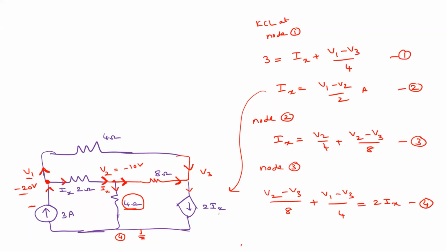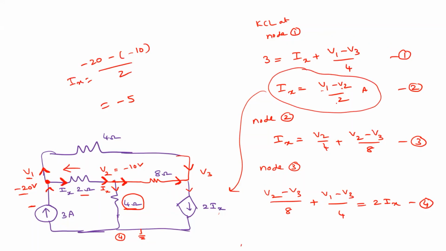So what is the current through this Ix? What is Ix now? Ix is always V1 minus V2 by 2 ohm only, right? So minus 20 minus of minus 10, divided by 2. How much is it? Minus 5. So you assumed this is the direction of Ix, but in actual practice it is flowing in the opposite direction. Your formula remains the same irrespective of V1 being positive or negative.